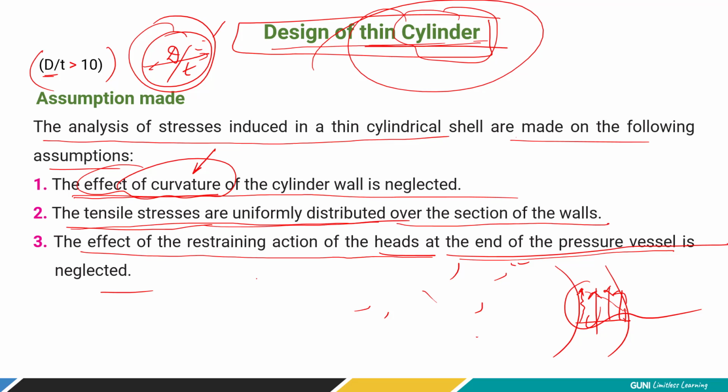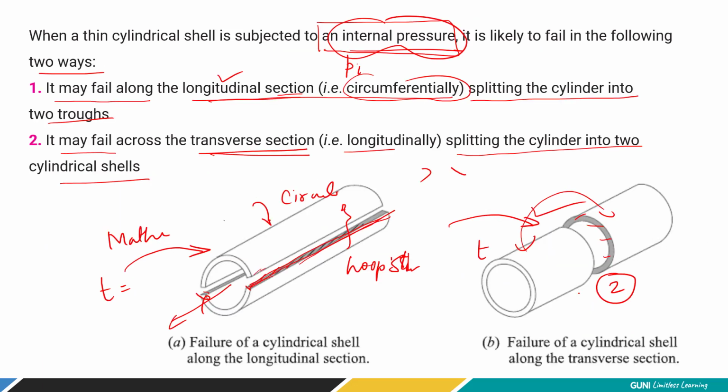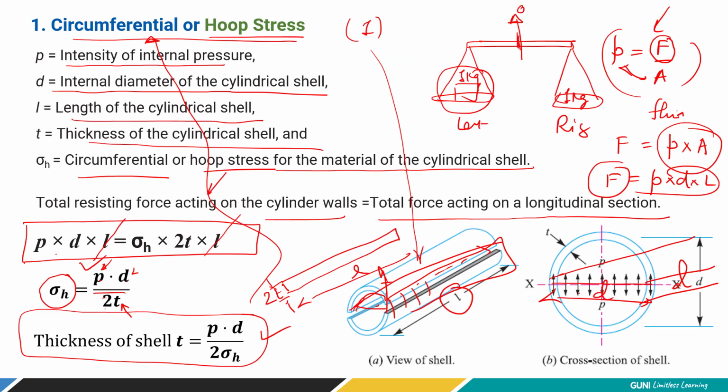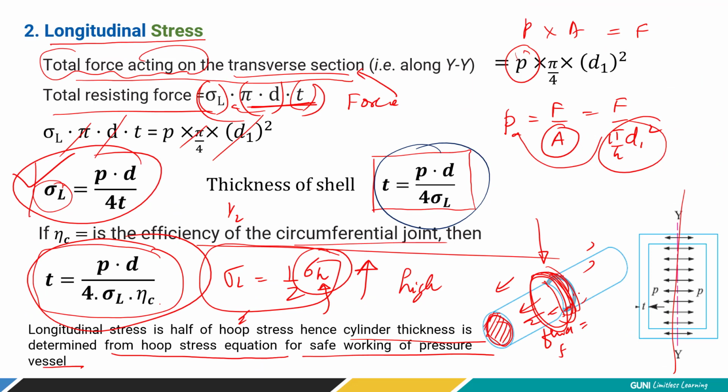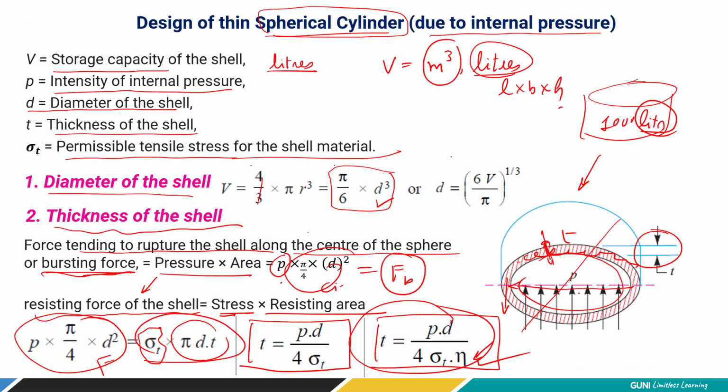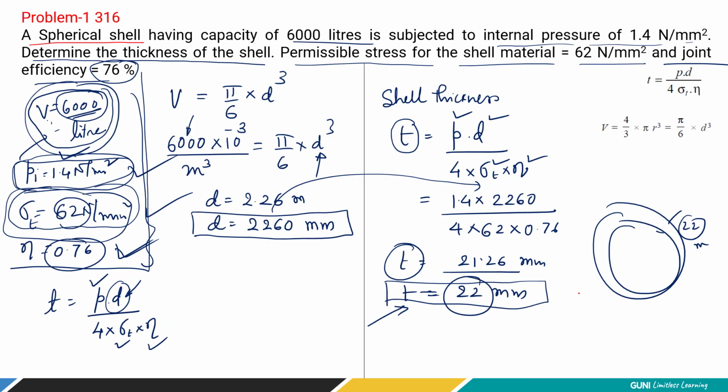So students, in the last class we covered the design of a thin cylinder by considering some assumptions. Then we considered the two types of failure in a thin cylinder. One is across the longitudinal section, which is called circumferential failure, and the second is longitudinal failure. We also saw the equations for the hoop stress and the longitudinal stress, and lastly we covered the design of a thin spherical cylinder. Then we tried to solve a few numericals, 1 and 2, on thin cylinders.